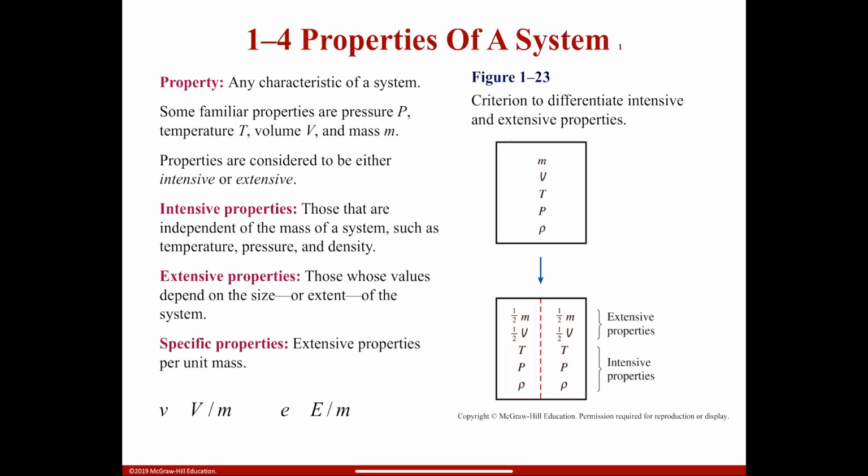All right, so like I said at the beginning of the video, thermodynamics terms need to be read probably twice. A property is defined as any characteristic of the system. Some familiar properties are pressure, temperature, volume, and mass. Properties are considered to be intensive or extensive. Okay? So let me put it in simpler words. A property is what will define your state. A property will give you an idea of how your state is right now.